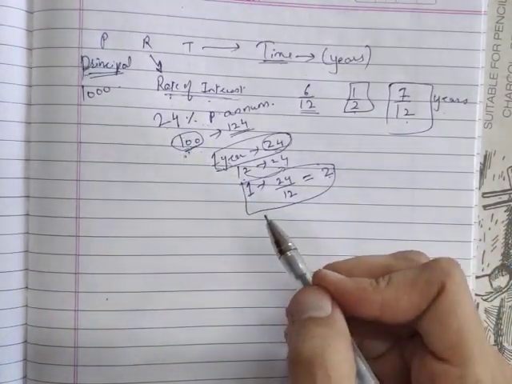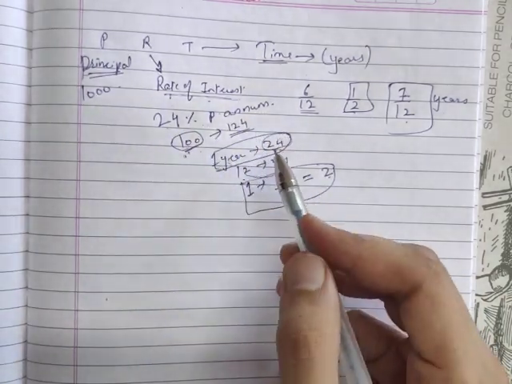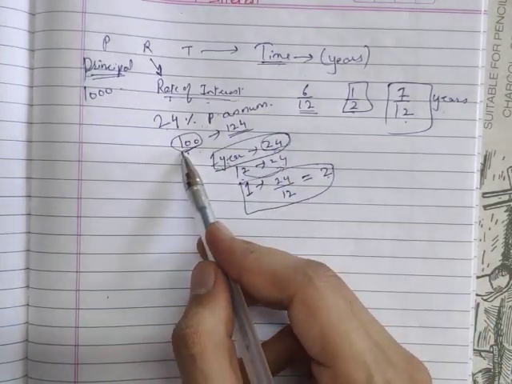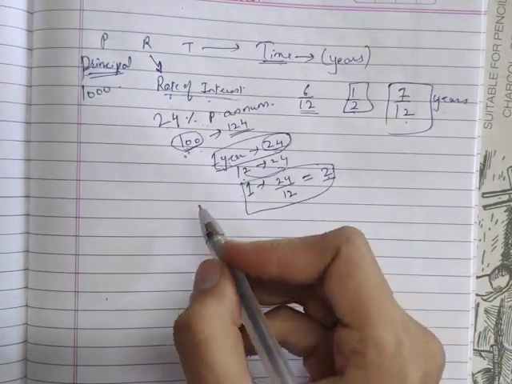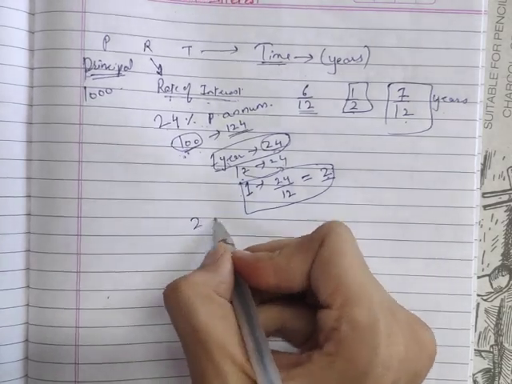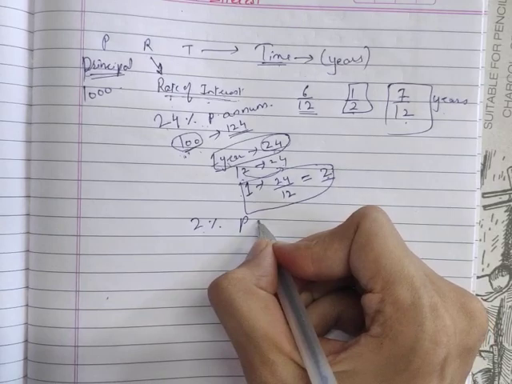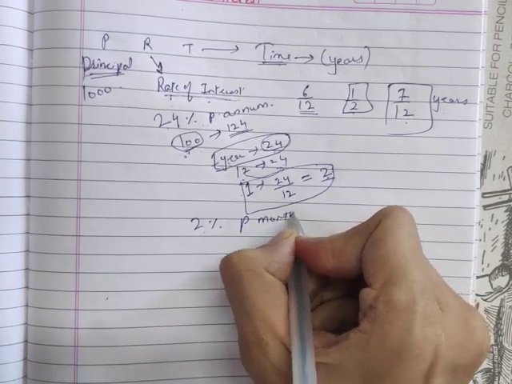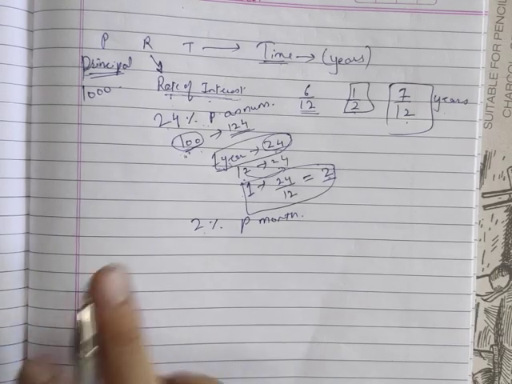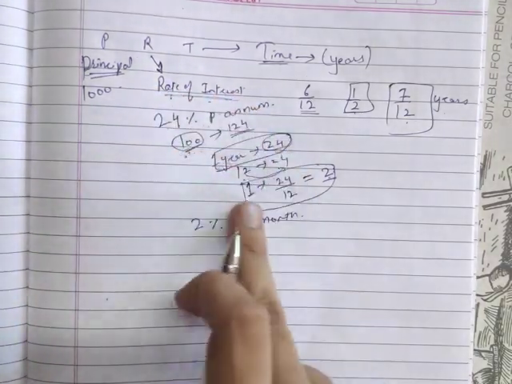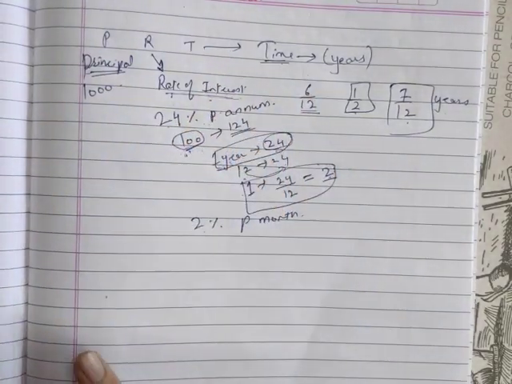And if I say how much is rate of interest per month, then on 100 how much extra did you pay in a month? 2 rupees. So 2% is the rate of interest per month. Okay, don't worry if you don't feel this is very convenient to understand. Don't worry, we'll come to it in the questions.